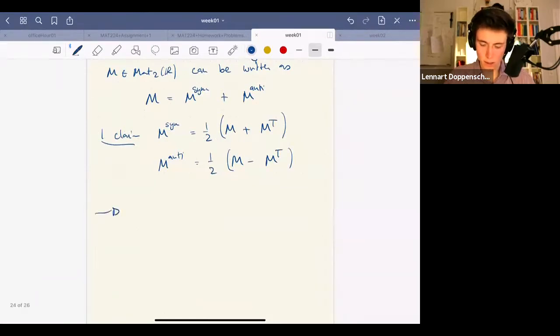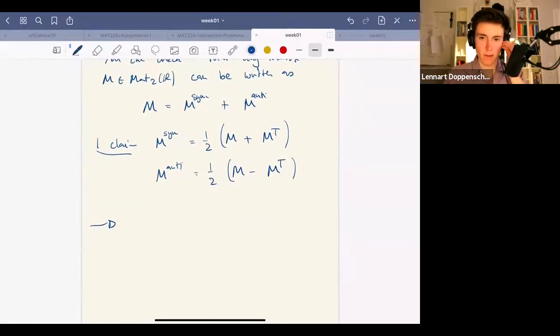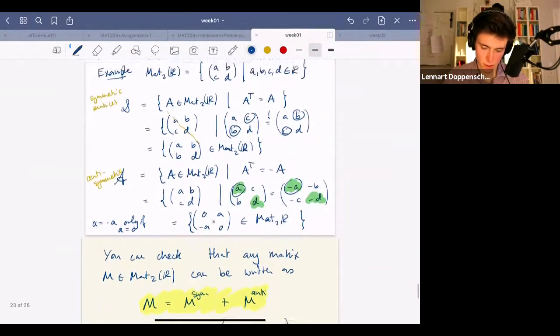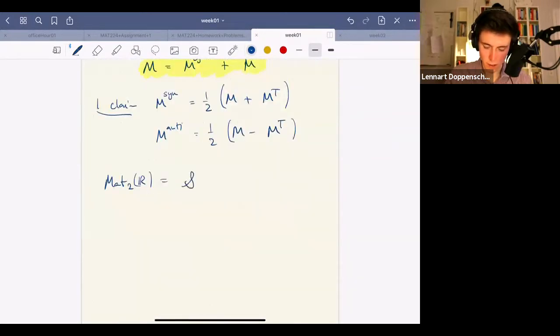And so what I've done here is, if you verify what I claimed, I've checked that this decomposition into a symmetric matrix and an anti-symmetric matrix always exists for all matrices. And therefore, the space of matrices of size 2 by 2 can be written as symmetric plus anti-symmetric.